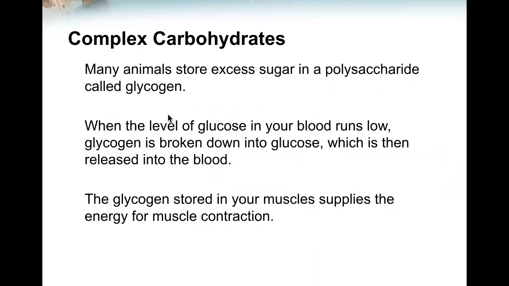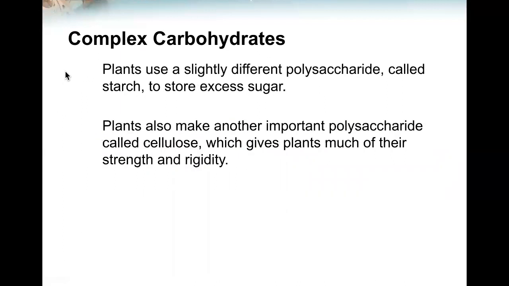Many animals store excess sugar in polysaccharides called glycogen. When the level of glucose in your blood runs low, glycogen is broken down into glucose, which is then released into the blood. The glycogen stored in your muscles supplies the energy for muscle contraction. Plants use slightly different polysaccharides called starches to store excess sugar. Plants also make another important polysaccharide called cellulose, which gives plants much of their strength and rigidity.